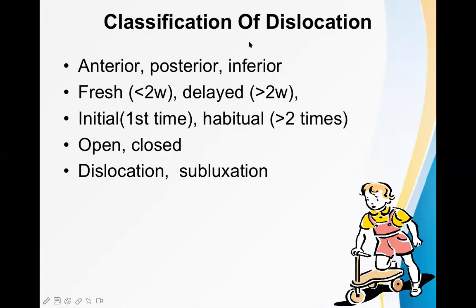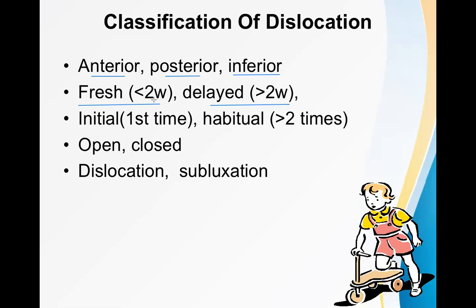Now let's move on and classify the different types of dislocation. These dislocations are classified as anterior, posterior or inferior dislocation according to the position of the lower bone. We always ask where the lower part of the bone is. If it is anterior to the upper bone, we call it anterior dislocation. If it is posterior to the upper bone, this is posterior. And if it is inferior, we call it inferior dislocation. These are the different types in a shoulder joint. Another classification is fresh dislocation or delayed dislocation. Sometimes the patient comes to the hospital quickly, just after the dislocation or within 2 weeks.